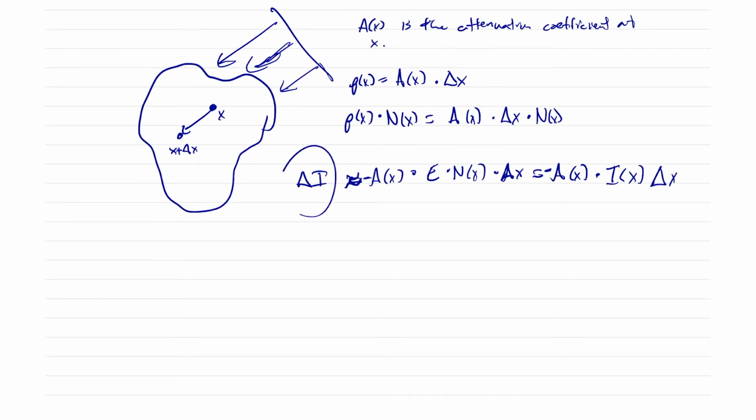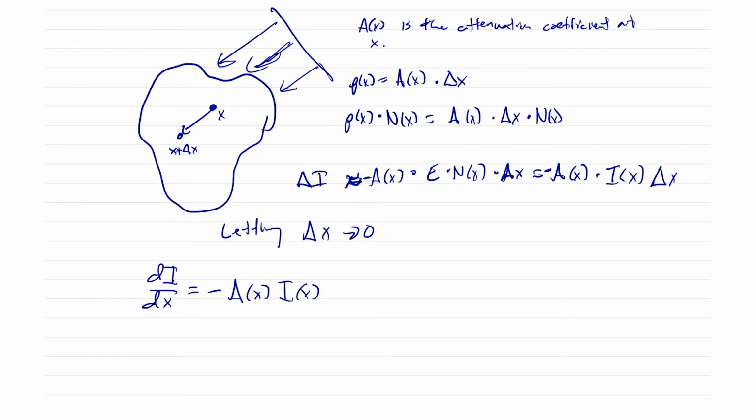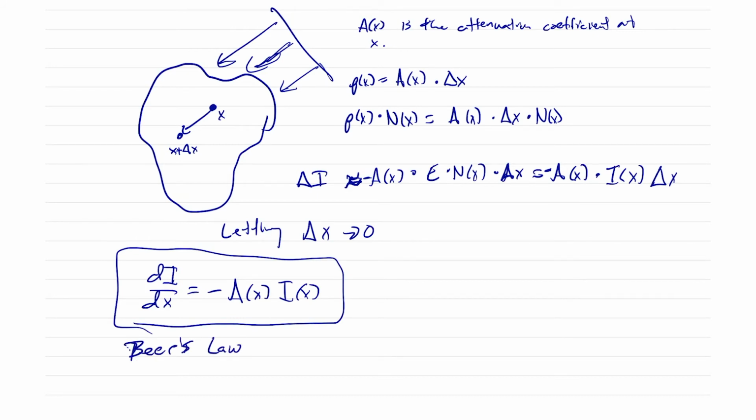Okay, so I'm saying approximately equal to, because obviously there's a whole bunch of other stuff happening in the middle here, and if we change our delta X, it'll change our delta I a little bit. But letting delta X go to 0, we get dI/dx equals minus A of X times I of X, and this is called Beer's law. Okay, so this is a separable differential equation.